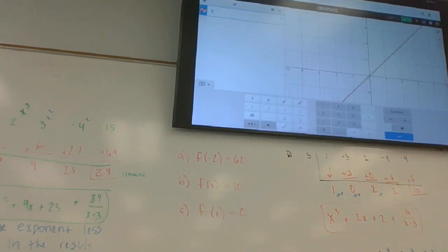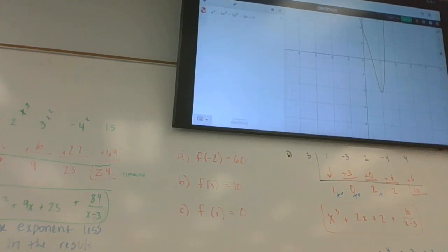X to the fourth. Minus 3x to the third plus 2x squared. You guys see how all of these terms are changing this graph here? Minus 4x plus 4. Okay. Why is it so different on both sides?